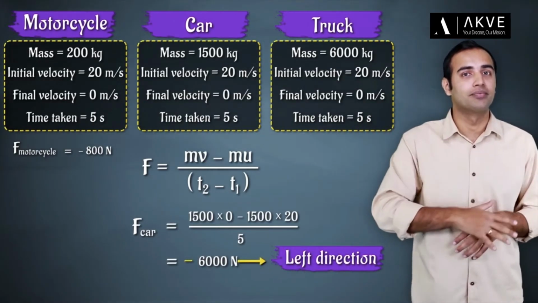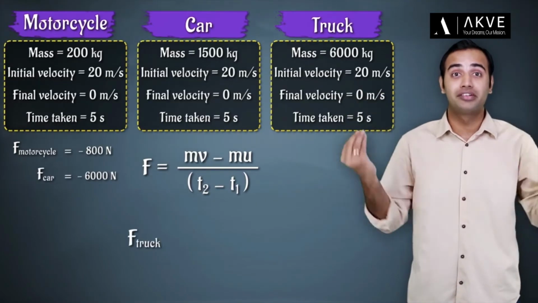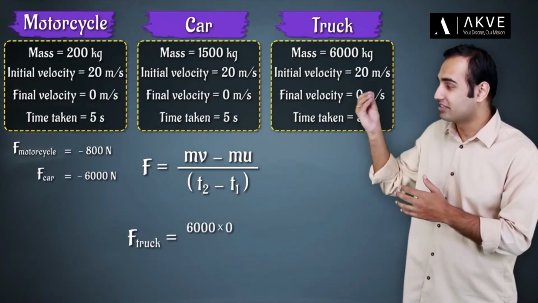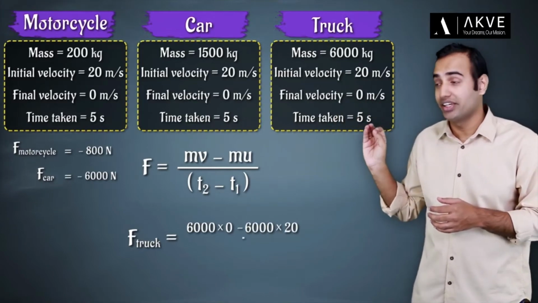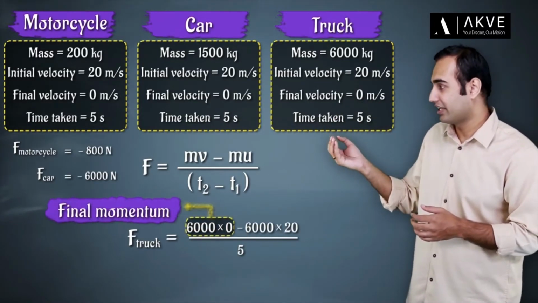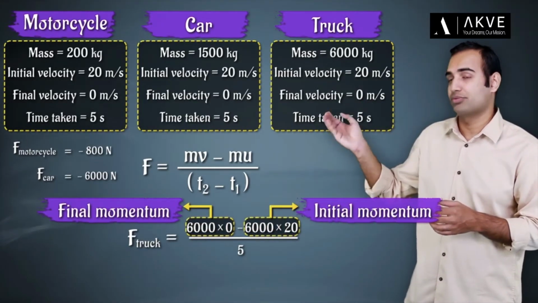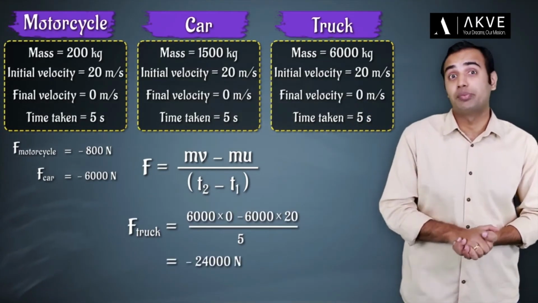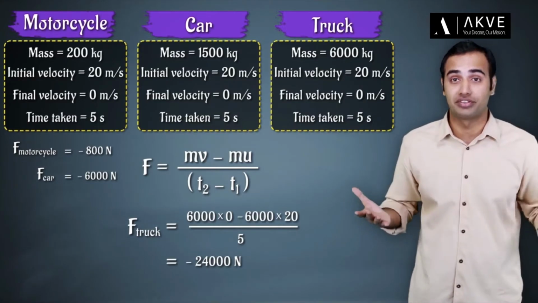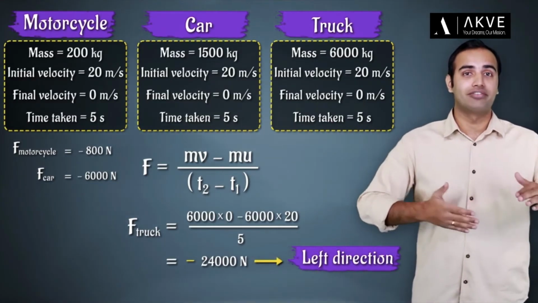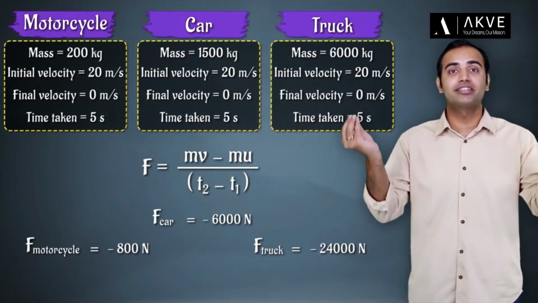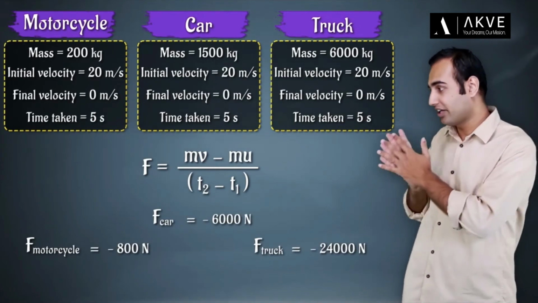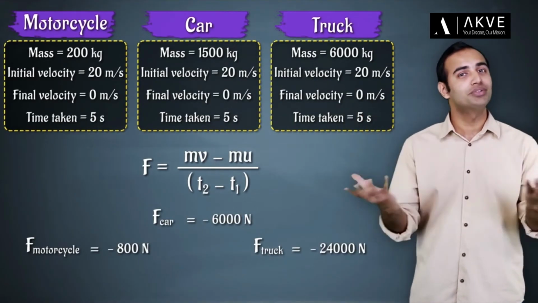And finally, the force on the truck can be written as 0 minus 6000 times 20 divided by 5. 0 once again is the final momentum and 6000 times 20 is the initial momentum of the truck. The answer to this, guys, comes out to be minus 24,000 newtons, where negative sign shows the left direction. So clearly the largest stopping force is required for the truck, which is 24,000 newtons.